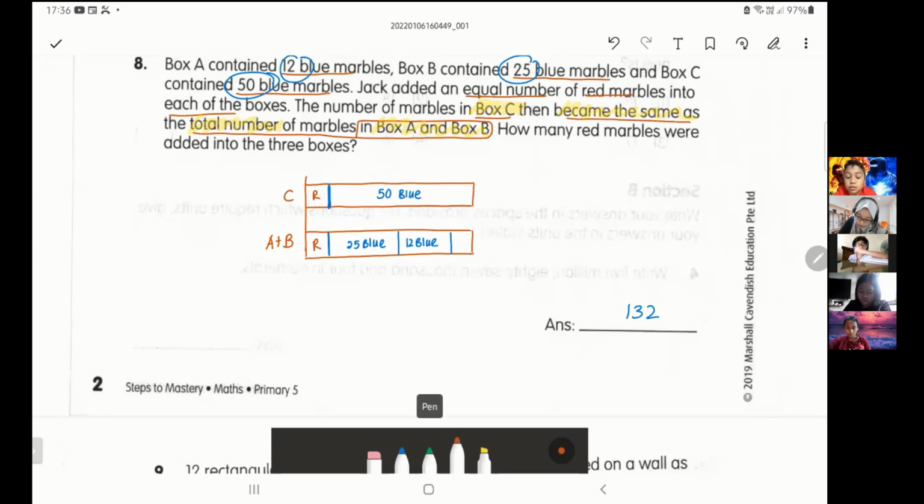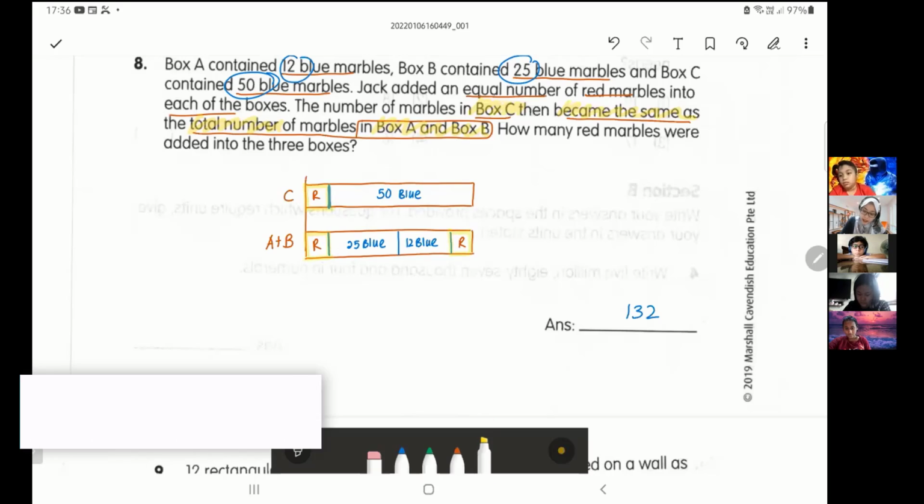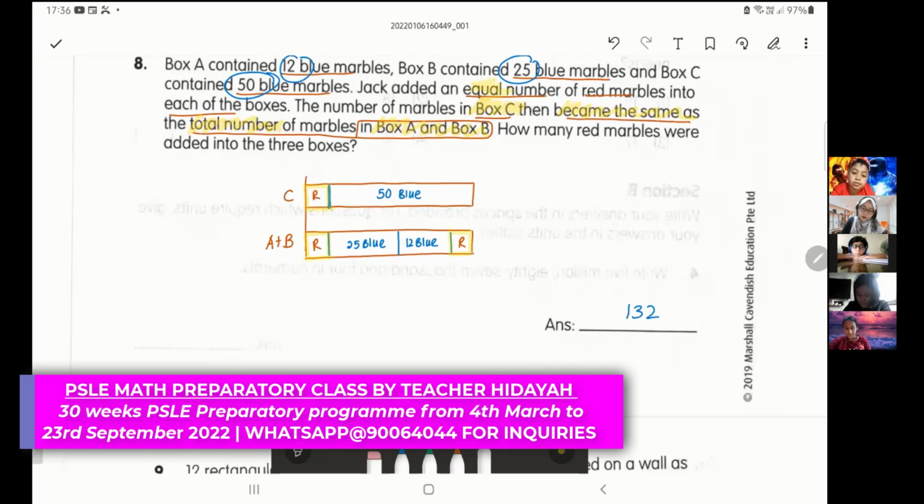Right, these are all my red. Can you see that my reds are all of equal size? I'm trying my best to make them equal size. Can you see or not? Because he put an equal number of red marbles in each box. That's what they did. Okay.